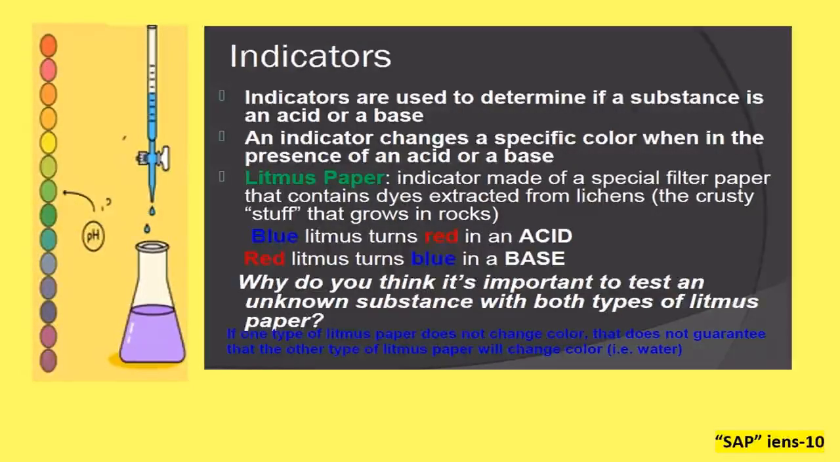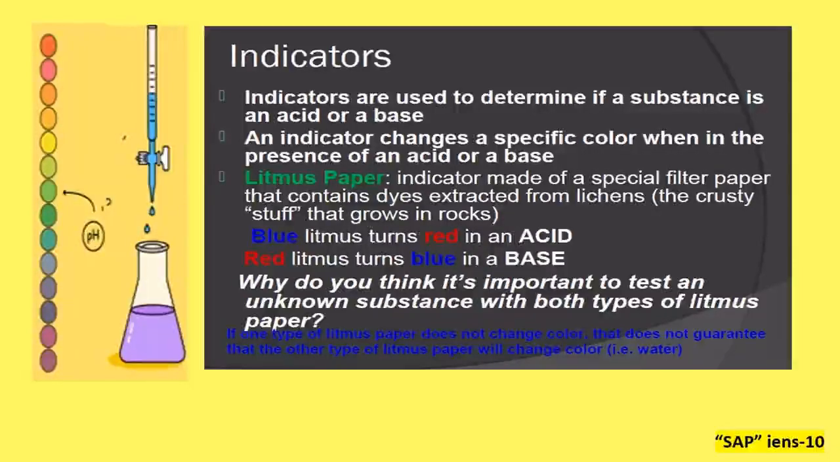Indicators. Indicators are used to determine if a substance is an acid or a base. An indicator changes to a specific color when in the presence of an acid or a base. Litmus paper is an indicator made of a special filter paper that contains dyes extracted from lichens, the crusty stuff that grows on rocks. Blue litmus turns red in an acid. Red litmus turns blue in a base.